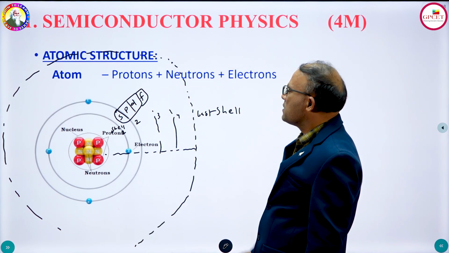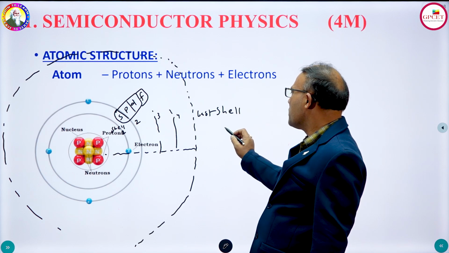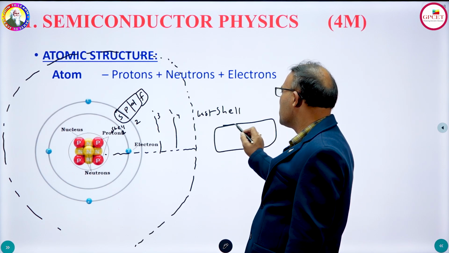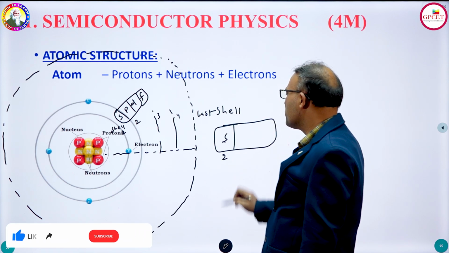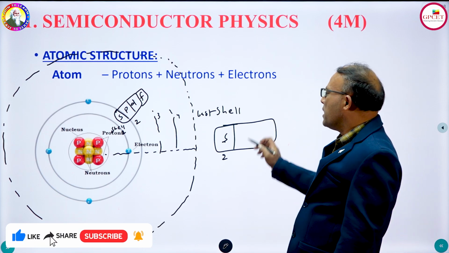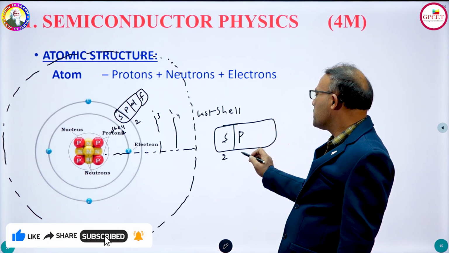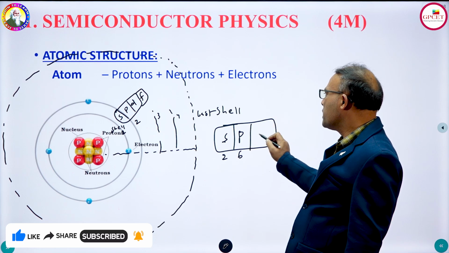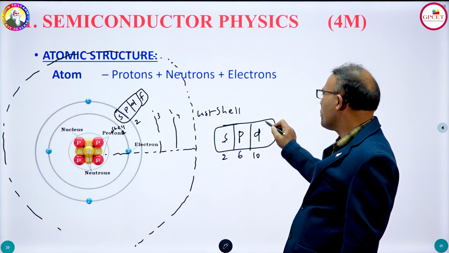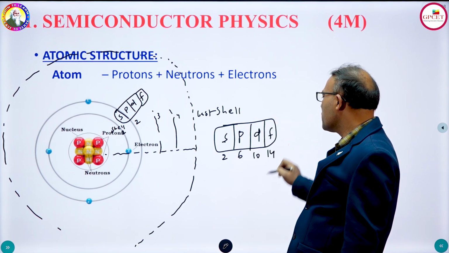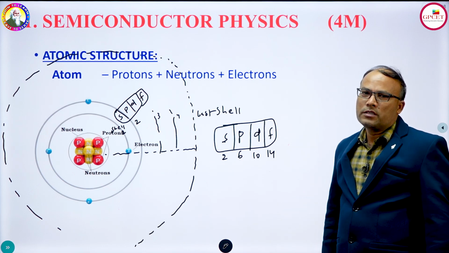Suppose it is an S subshell: a maximum of 2 electrons will be present in the S subshell. If it is a P subshell, then 6 electrons will be present. If it is D, 10 electrons are occupied. And if it is F, 14 electrons will be present in this subshell.